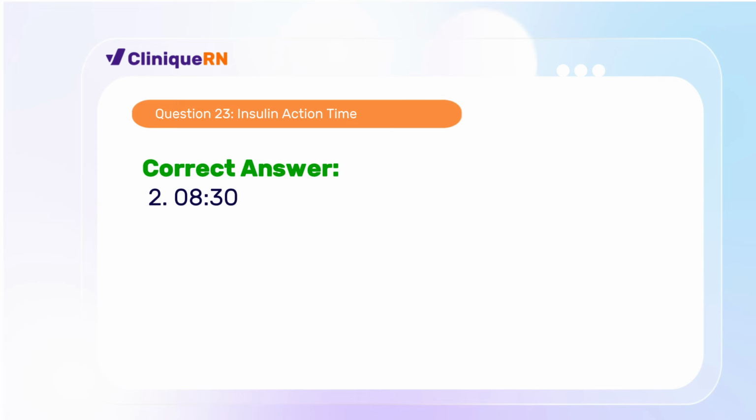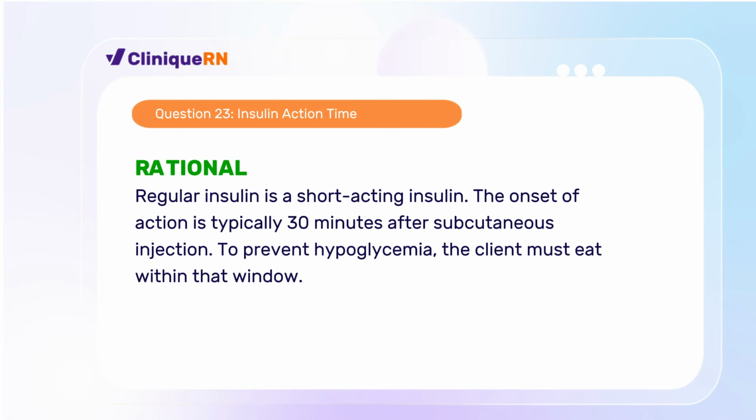The correct answer, 2. 8:30. Rationale. Regular insulin is a short-acting insulin. The onset of action is typically 30 minutes after subcutaneous injection. To prevent hypoglycemia, the client must eat within that window.